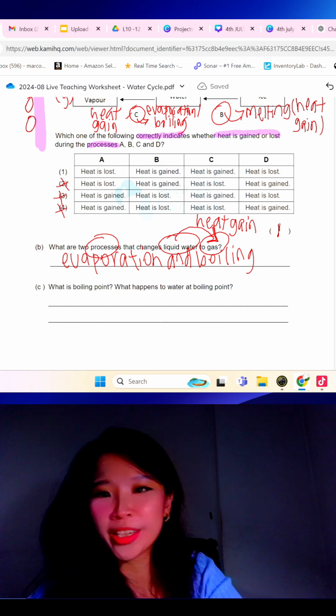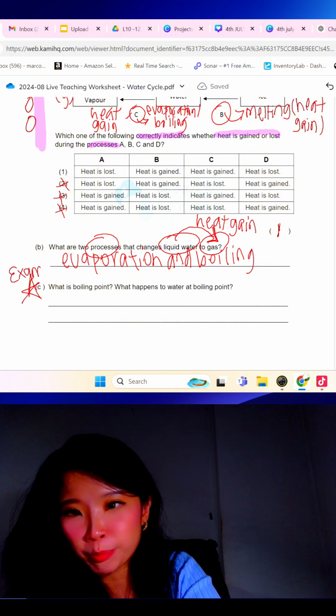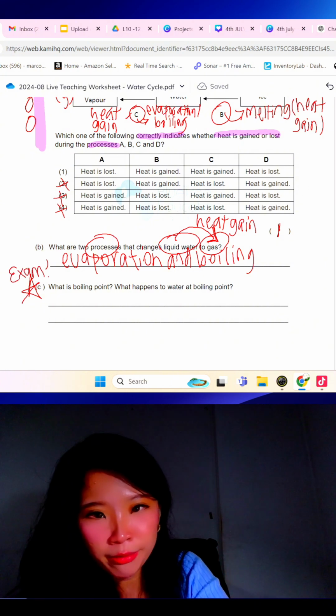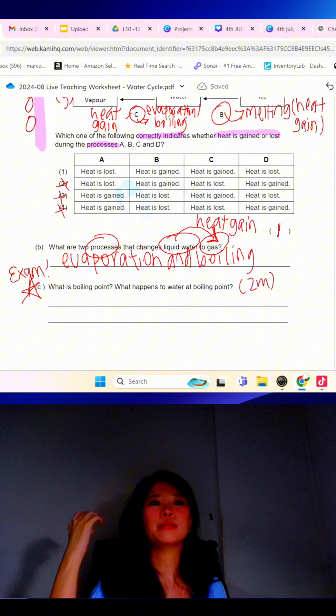Very good. Now, this one, what is boiling point? Exam question, very important. Okay, usually in exam, if these two questions are together, it's a 2 marks question. So can you tell me what is boiling point?